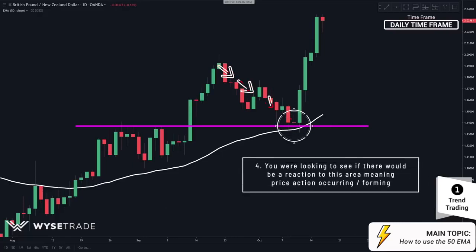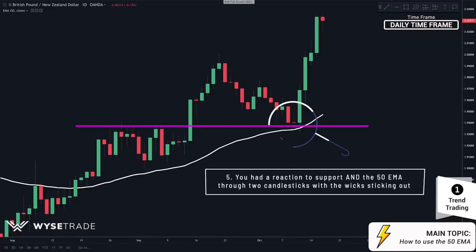Now, as price was approaching this area, you were looking to see if there would be price action occurring at this area before deciding on a trade or not. What you got was two great candlestick formations, where the wicks were sticking out, and an inside bar, which shows a reaction to the area of support and the 50 EMA.